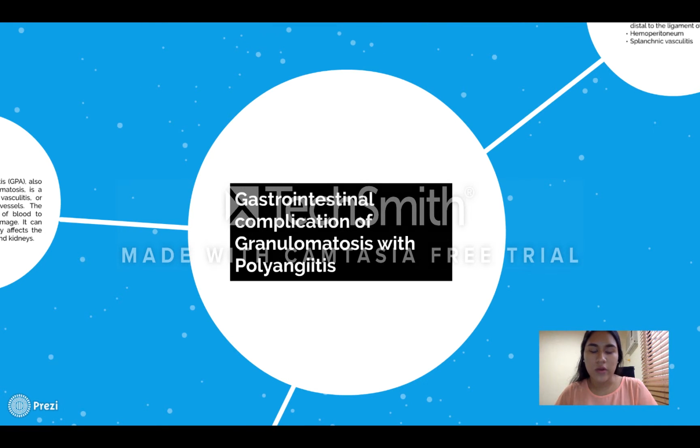Gastrointestinal complication of granulomatosis with polyangiitis.